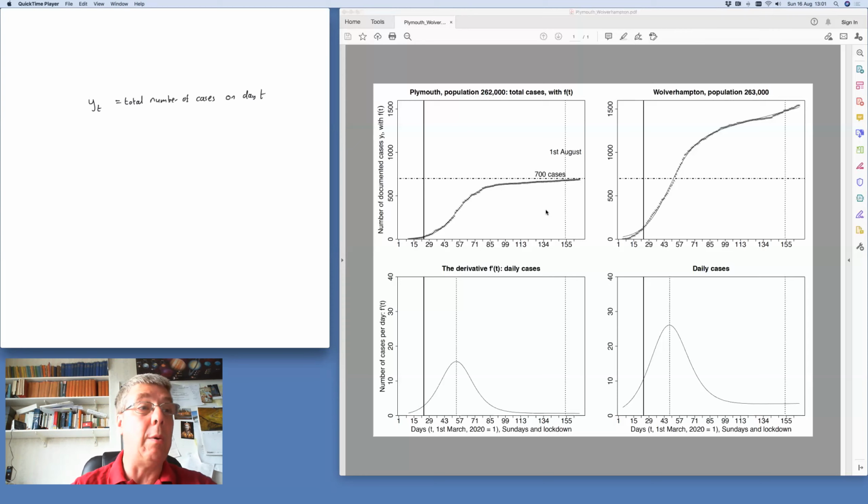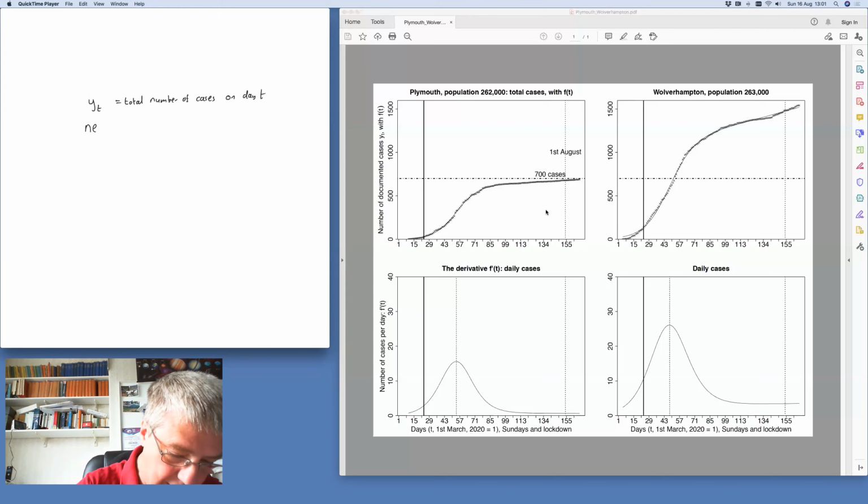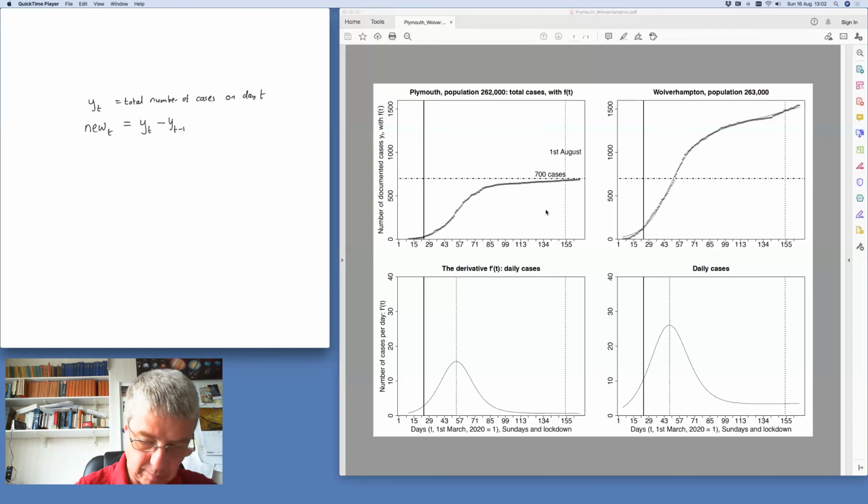But we might also be interested in the number of cases that have occurred on day t itself, not the total number of cases up to day t, but the number of new cases on day t. So I'm going to write that as new with the subscript t. And we could find that by taking yt and subtracting yt minus 1. This is known as a first difference.